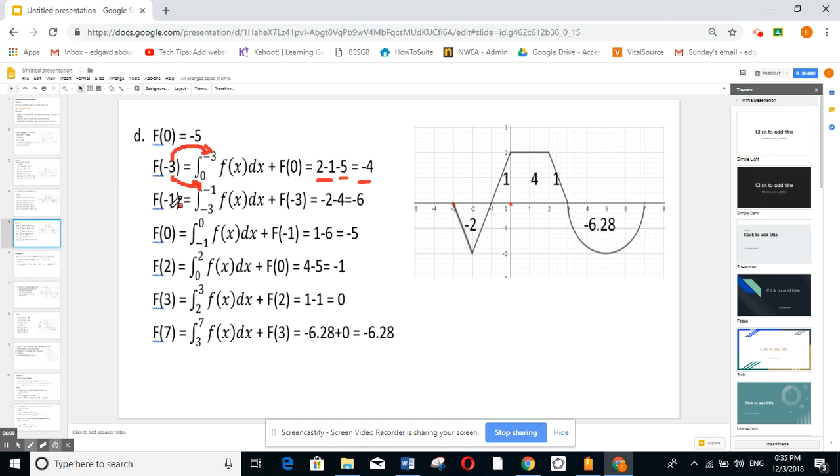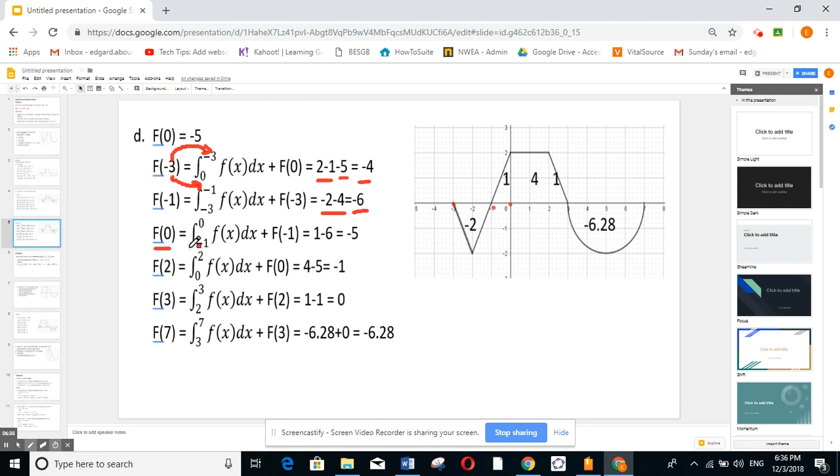After minus 3, they want us to find big F of minus 1. So similarly, minus 1, I put it up. The one before that I found, I put it below, minus 3, plus F of minus 3. Minus 3 is smaller than minus 1, so I don't have any problem now. So from minus 3 till minus 1, I have minus 2, and big F of minus 3, which I found up, is minus 4. So the answer is minus 6.